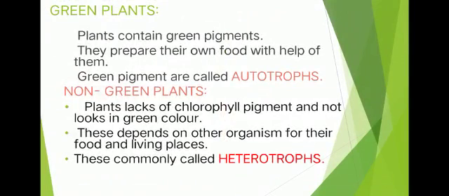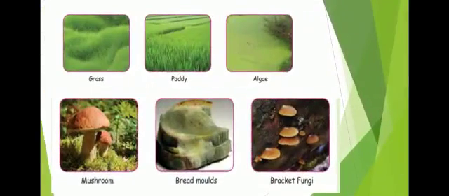Then non-green plants. Plants that lack chlorophyll pigment and do not look green are called non-green plants. They cannot prepare their own food. These plants depend on other organisms for their food and living place. They are commonly called heterotrophs. Examples: mushroom, bread mold, bracket fungi. These are the non-green plants. Now we have recalled, children, the classification of plants.